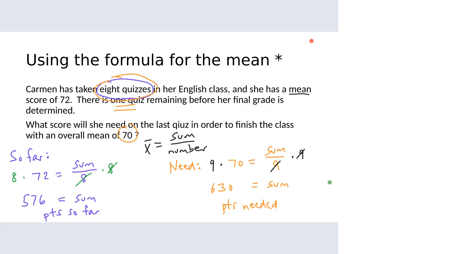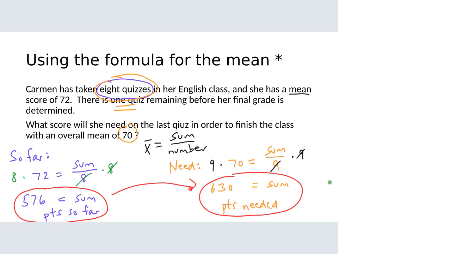Because what her instructor is going to do is say, well, let's see. She's got 630 points divided by 9. That's a mean of 70. So she better have 630 to make that happen. All right. So she has 576. She needs 630. So in order to get from 576 to 630, we'll just subtract and figure out how many she needs. And that's 54. So she's in pretty good shape. She only needs 54 points on the last quiz to end up with a mean of 70.